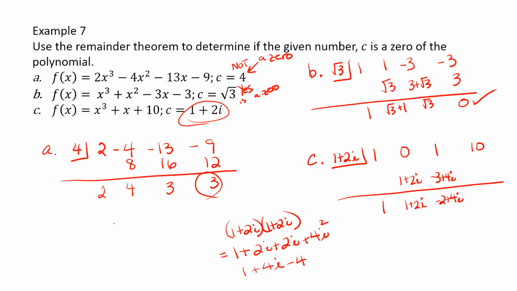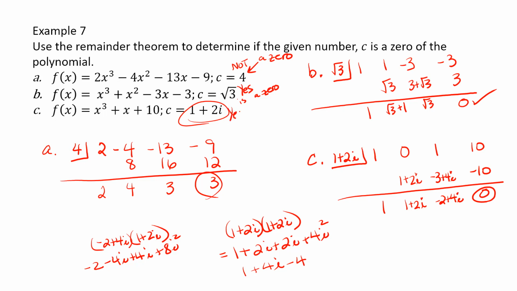And now we're going to multiply negative 2 plus 4i times 1 plus 2i. And when we do that, we're going to get negative 2 minus 4i plus 4i plus 8i squared, which is going to be negative 2 minus 8, so negative 10. And we do get 0 for our remainder.